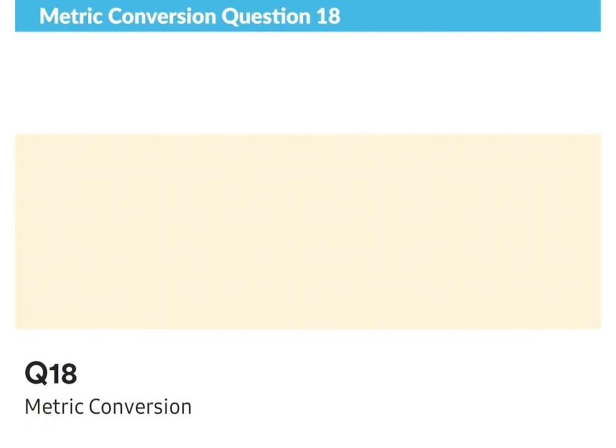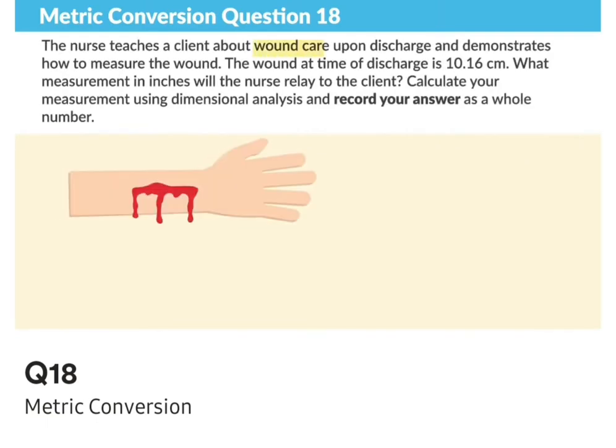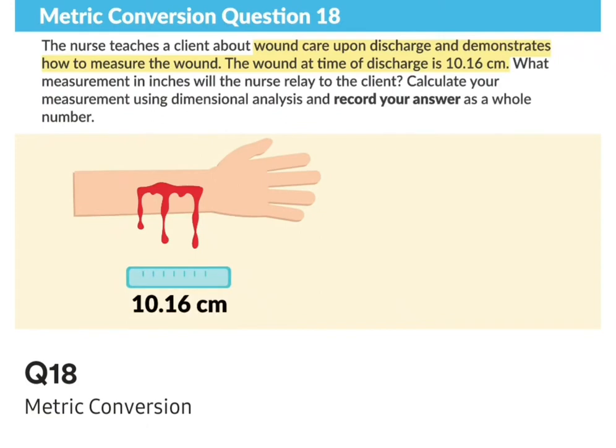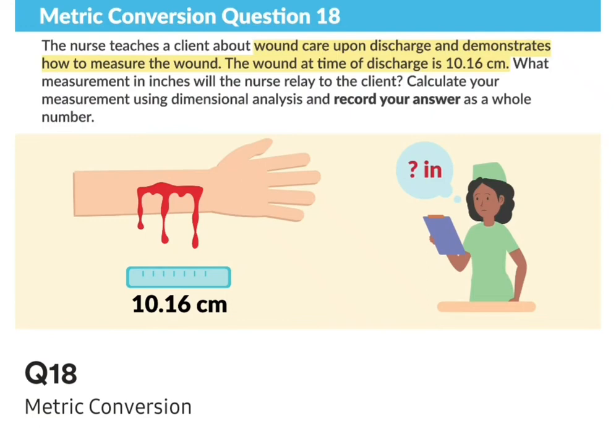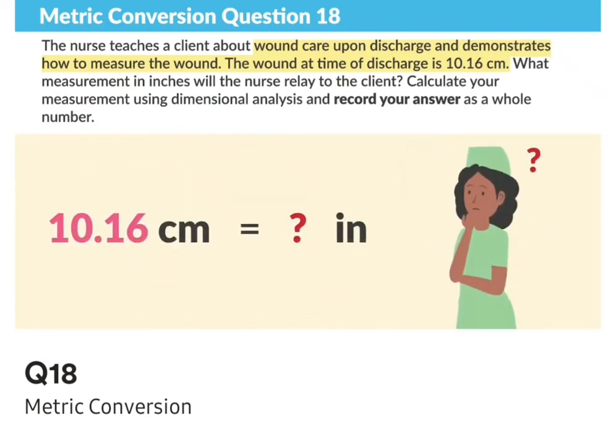Now for the next question. The nurse teaches a client about wound care upon discharge and demonstrates how to measure the wound. The wound at the time of discharge is 10.16 centimeters. So what measurement in inches will the nurse relay to the client? Now we're going to be using dimensional analysis and recording the answer as a whole number.